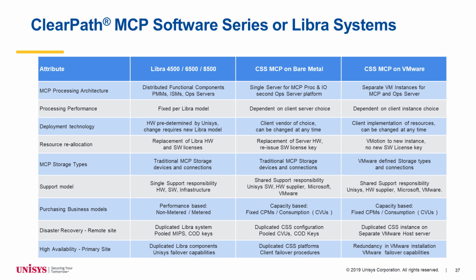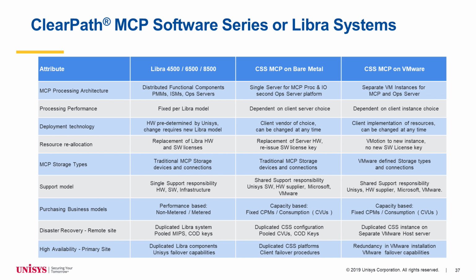Disaster recovery. The Libra system, as you know, has different disaster recovery options available to you. You can have a duplicated Libra system. You can have pooled MIPS with capacity keys. And then for our Software Series, you can have duplicated CSS configurations running on bare metal with pooled CVUs and COD keys, so similar to our Libra environment. And then on VMware, you could have a duplicated CSS instance on a separate VMware host and use the VMware HA capability.